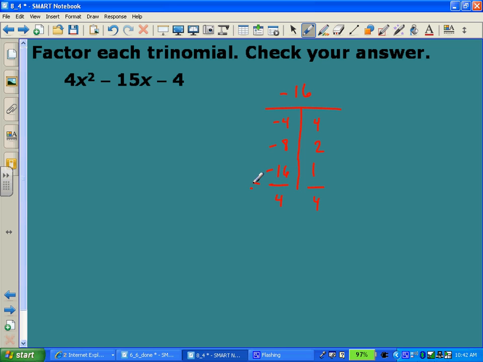So let's put those over a. Again, reduce if I can. And put my x's in. So my two binomials would be x minus 4 and 4x plus 1.